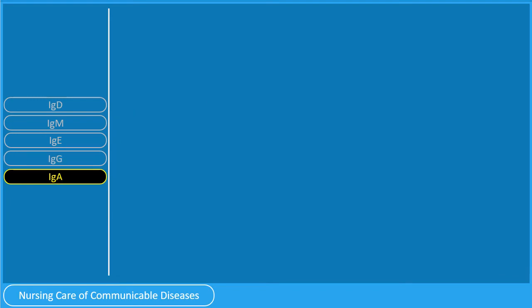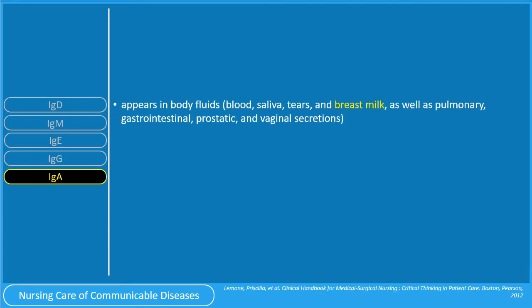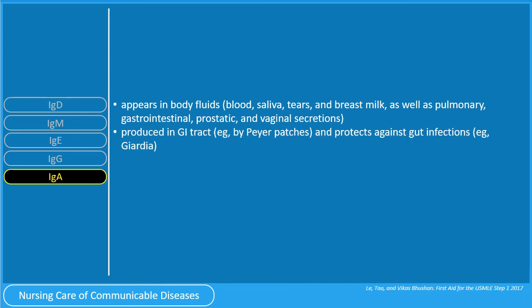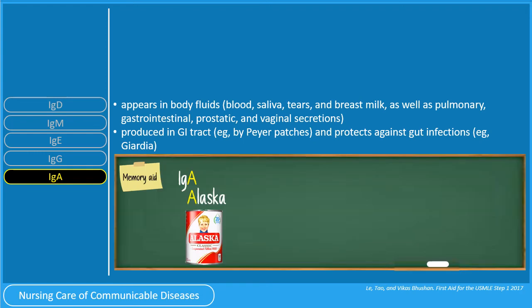And lastly, the immunoglobulin A. It appears in body fluids such as the blood, saliva, tears, and breast milk, as well as pulmonary, gastrointestinal, prostatic, and vaginal secretions. It passes to neonate in breast milk for protection. It is also produced in the GI tract and protects against gut infections such as giardiasis. An important concept here is that IgA is passed through the breast milk. So I remember this as IgA, A for Alaska, and Alaska is correlated to milk and then breast milk.